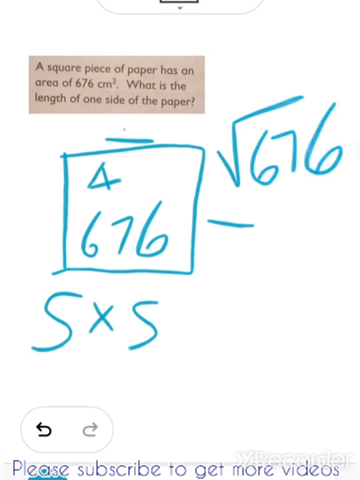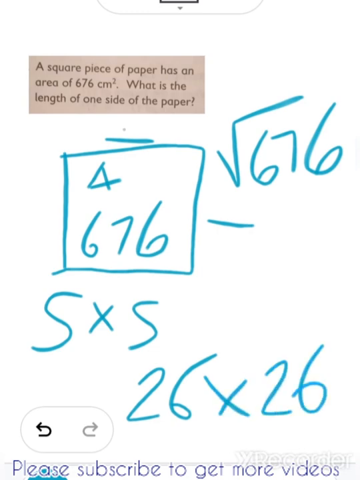676. Which number do you multiply by itself to get 676? Make sure we are together. Make sure you are following, my friend. If you multiply 26 times 26, I know you know how to get the square root of whole numbers, you'll get 676. So the side of this square, or this paper, is 26 centimeters.